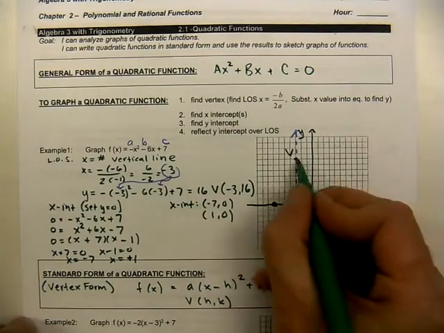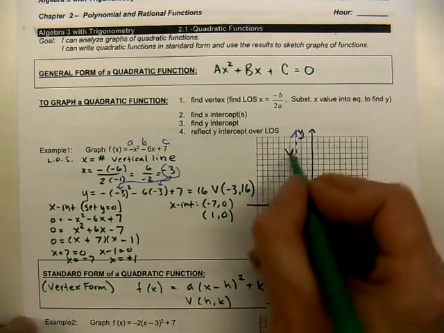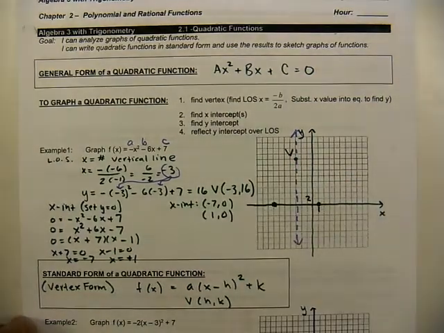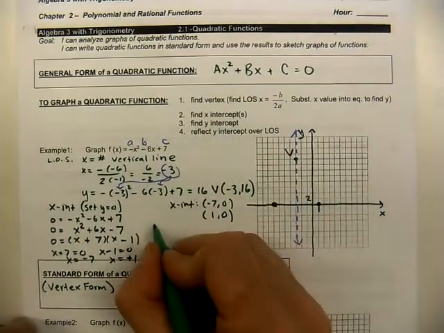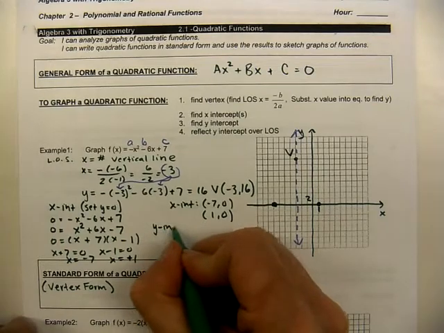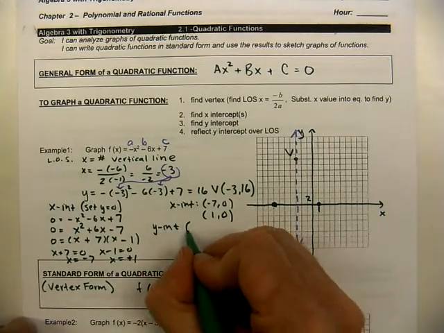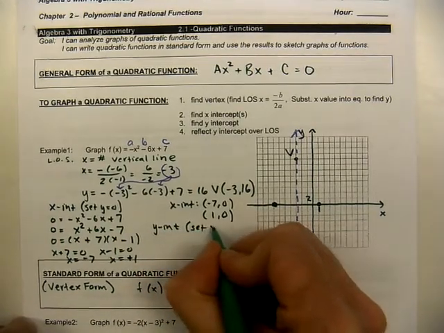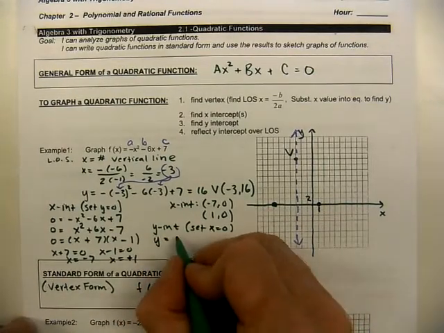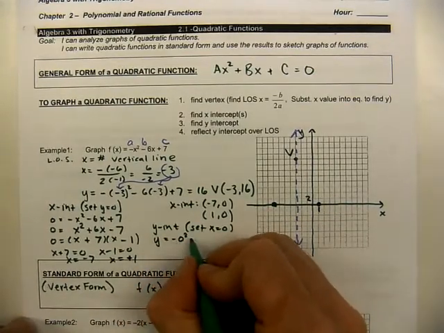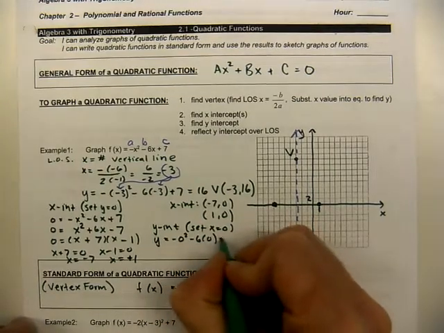There they go. So with those 3 points, we already see that our parabola is opening downwards, but we want 5 points, not 3, so let's find the y-intercept next. To find the y-intercept, that means get rid of the x. So set x equal to 0. So y equals negative 0 squared minus 6 times 0 plus 7.